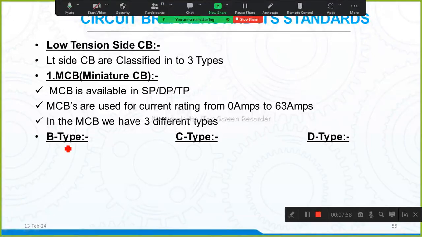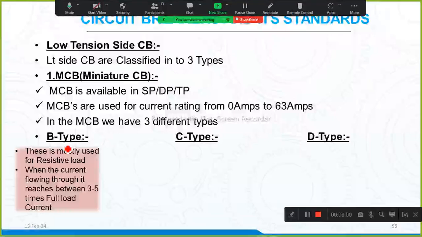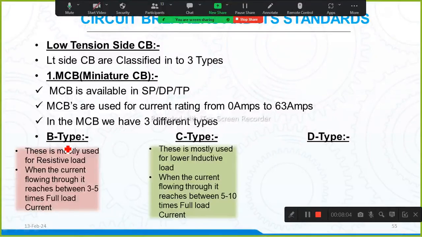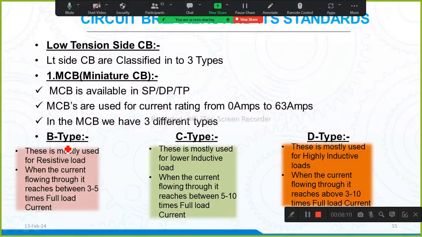But what is the difference? B type is mostly preferred for resistive loads. Resistive loads are nothing but lights, fans and all. C type is preferred for inductive loads like cooler, washing machine, fridge, AC and all. D type is preferred for highly inductive loads. The only difference is the tripping mechanism.